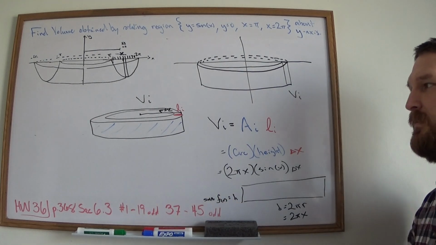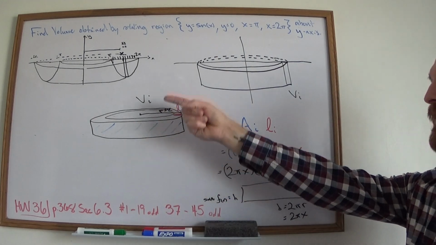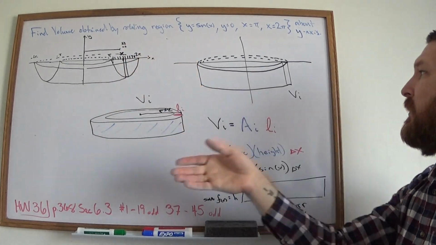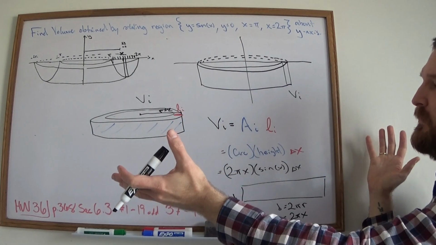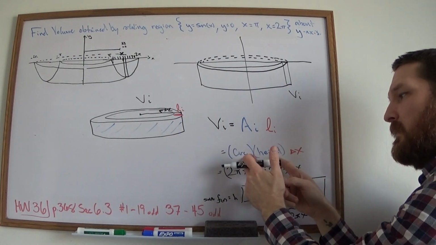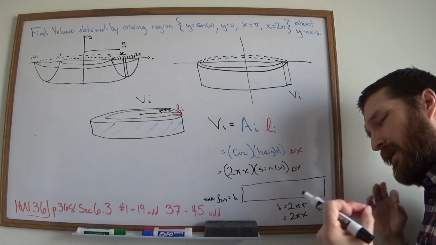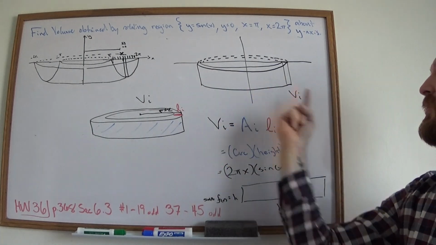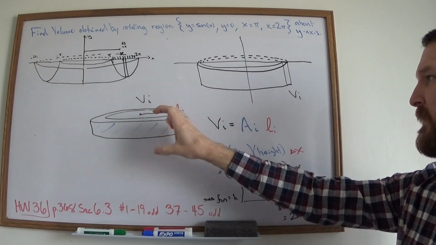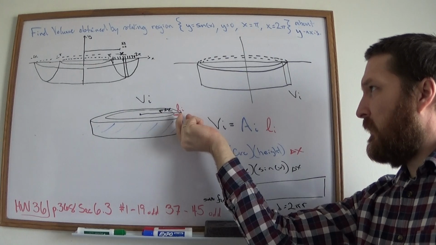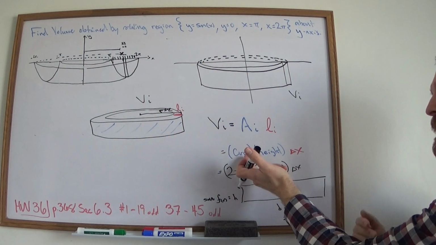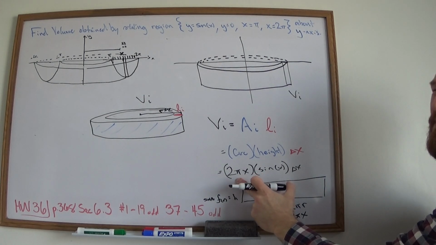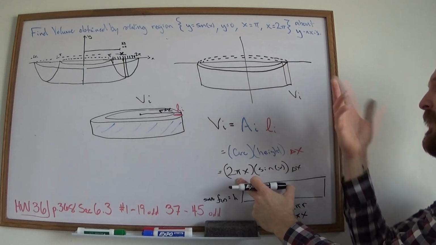I think it's much easier to look at the shell itself, find a representative sample of it at some value x in your domain, and draw the shell. It really helps if you draw the shell. Then remember, the area is the outermost thing: a circumference times a height, and the width of the shell is delta x. So circumference, height, delta x. Circumference is always this guy, almost always.